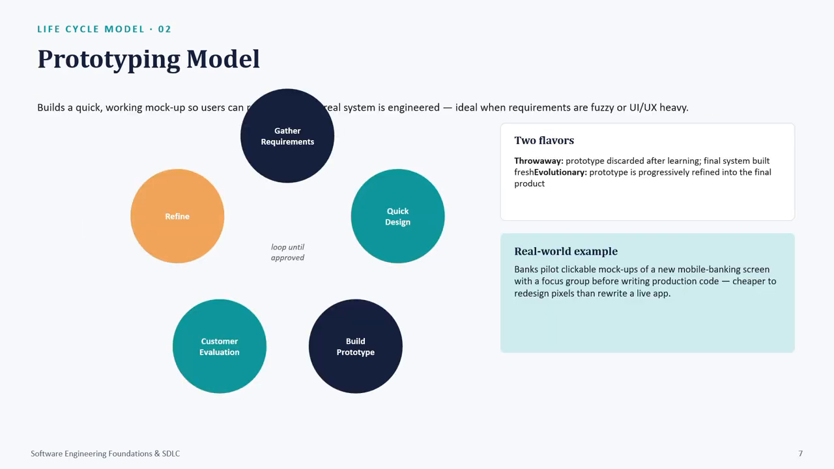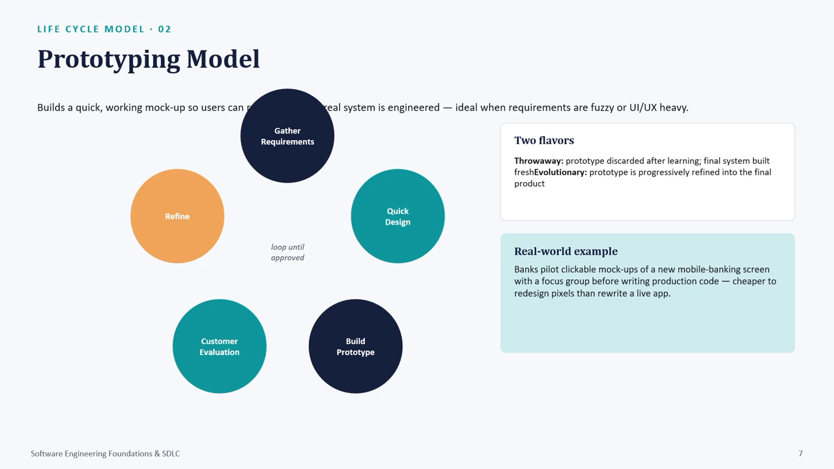What is the prototyping model in life cycle? That is, build a quick working mockup so the user can evaluate it before the real system is engineered. Ideal when requirements are fuzzy or UI/UX heavy. Gather requirements, quick design, build prototype, customer evaluation, and then refine. They are a loop until approved.